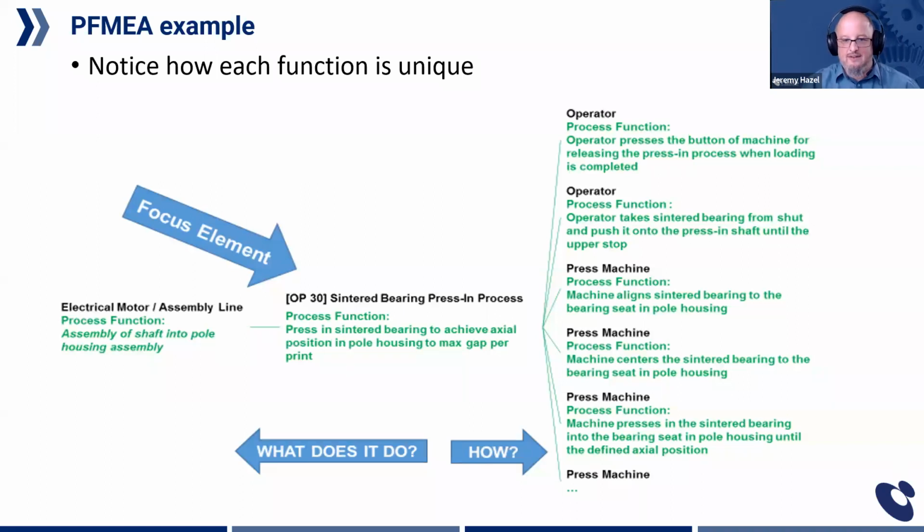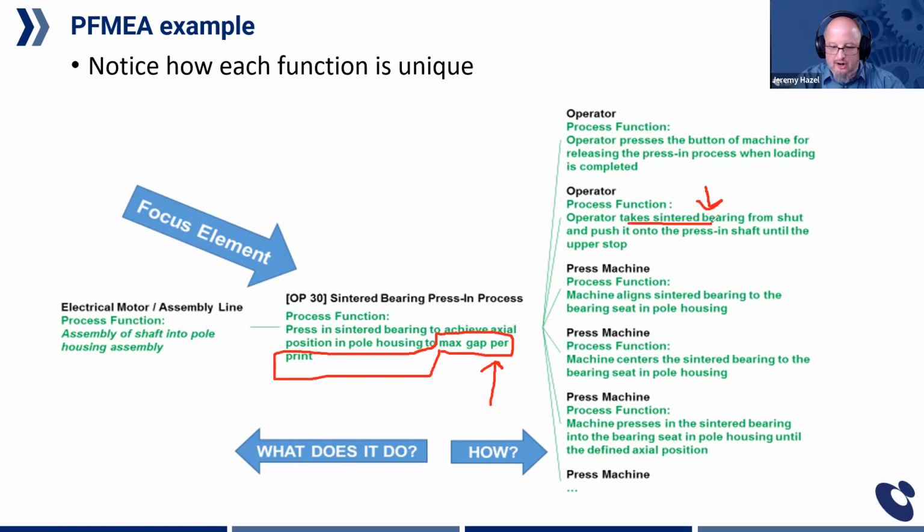Here's the thing that you may never figure out. And I'm going to share this with you right now. Max gap per print is the thing on the print. That is the product characteristic. Remember that failure is the negation of function. So if the operator is supposed to load the sintered bearing, what could go wrong? Operator doesn't load sintered bearing. If the machine is supposed to align the sintered bearing, machine improperly aligns sintered bearing. In doing the functional analysis, you get the failure analysis.